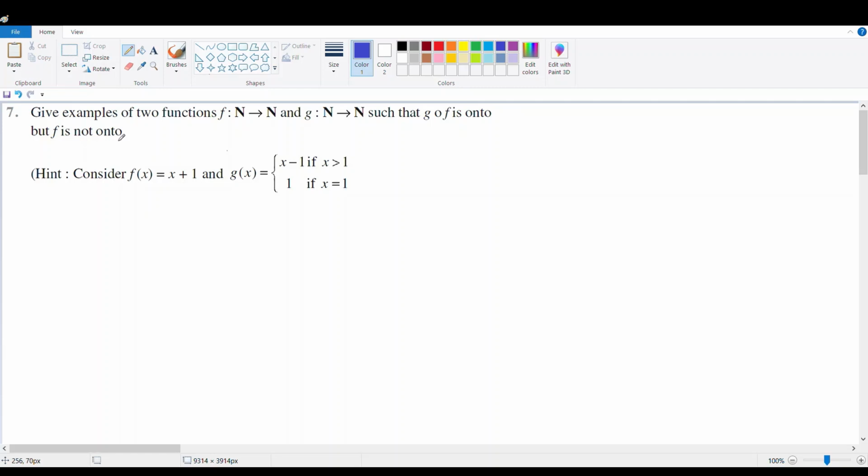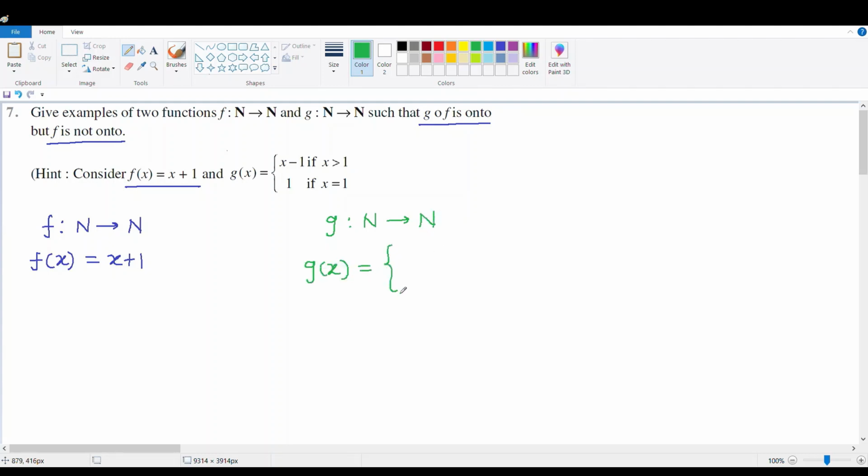Question 7. Give examples of two functions f from N to N and g from N to N such that g of f is onto but f is not onto. So you are given two functions. Function f from N to N, with definition f of x equals x plus 1. You are given another function g from N to N, and the function definition of g of x is x minus 1 when x is greater than 1, and 1 when x is equal to 1.